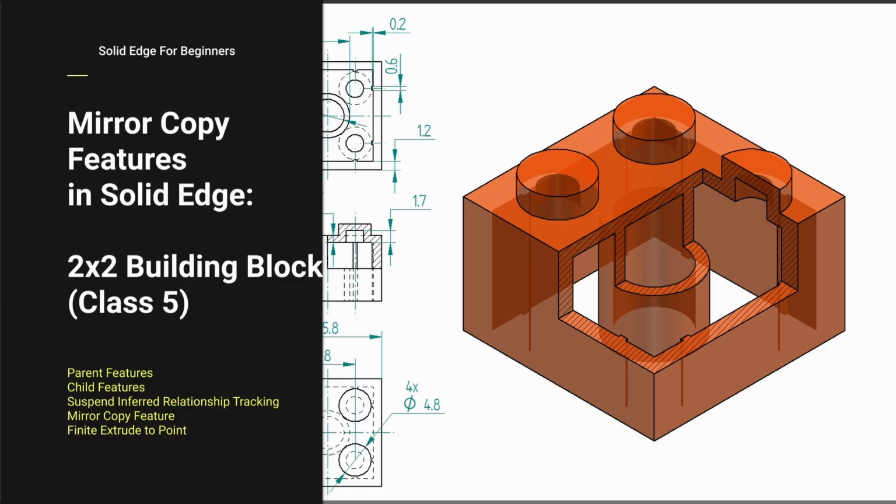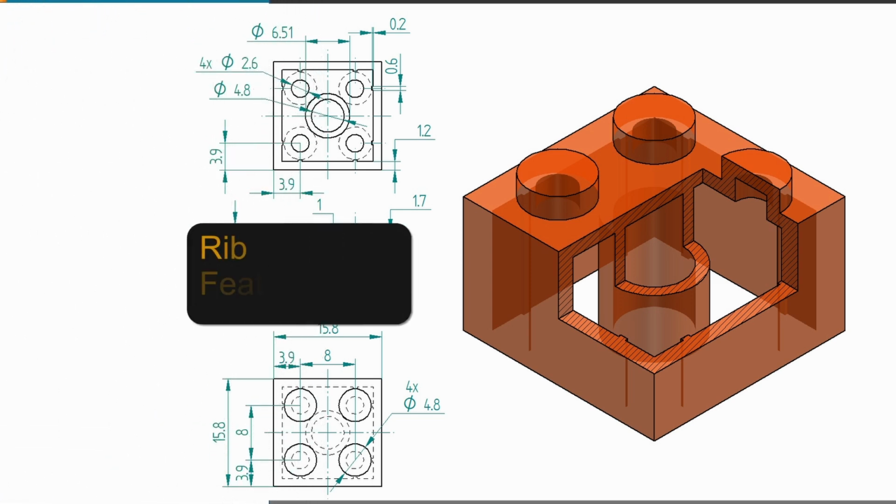We'll use the mirror copy feature. We'll talk a little bit about the auto scale sketch command. We'll finish off with one of the quickest, easiest types of extrude when we extrude to a point on the part. The next step for us is to begin adding ribs to the part.